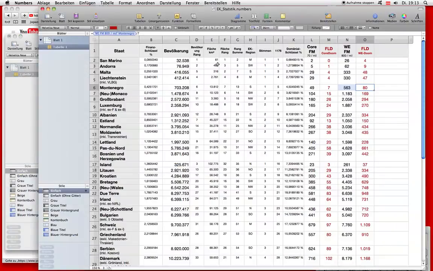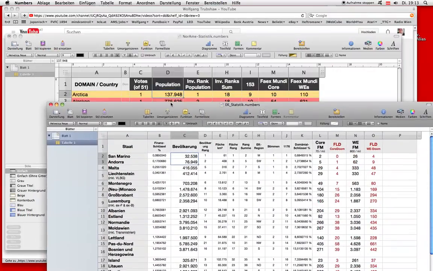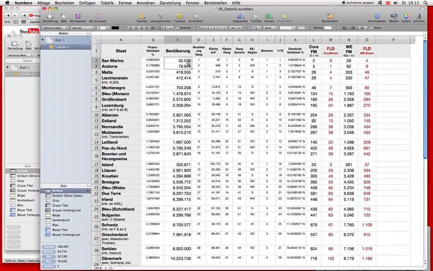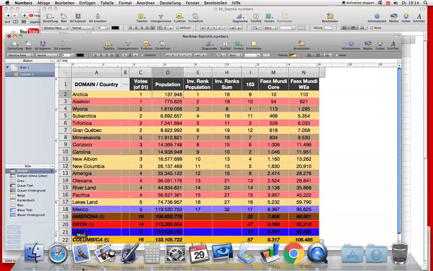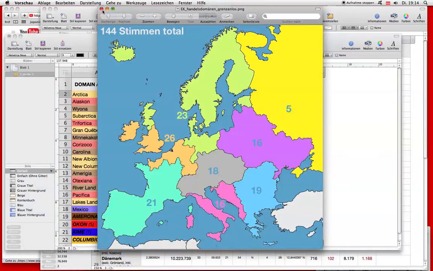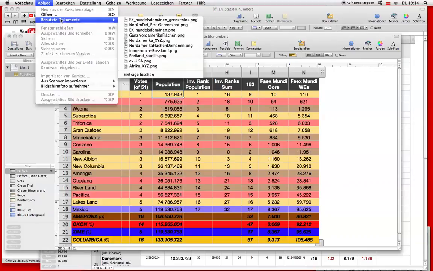I want to show you the situation here. In Europe, we have two nations that are far from 137,000. Okay. San Marino and Andorra. And I assure you, these countries can run themselves. No shit. They can. Trust me. You can run a country. And the interesting thing about Arctica is that I want to take you back to the map.